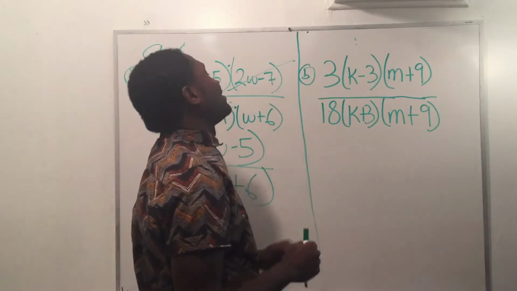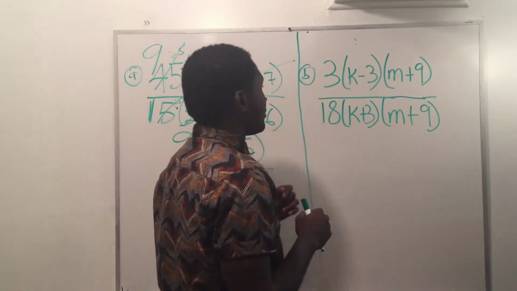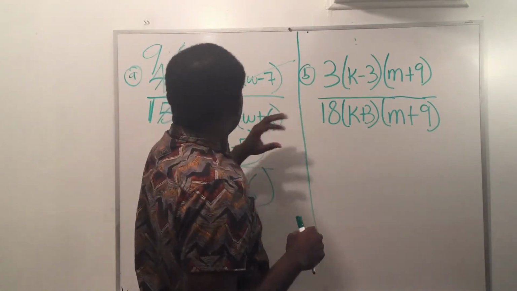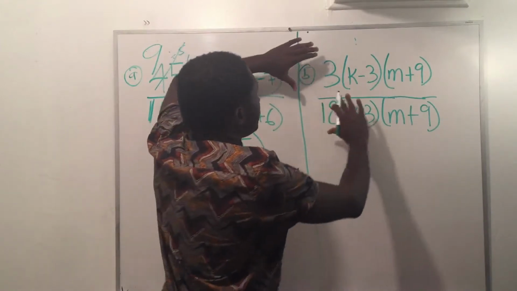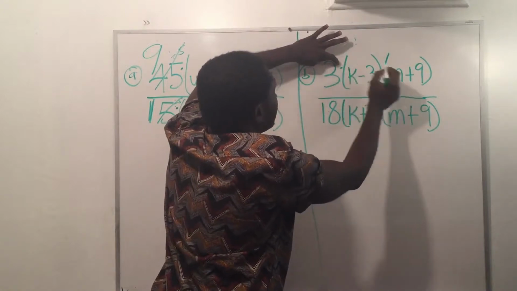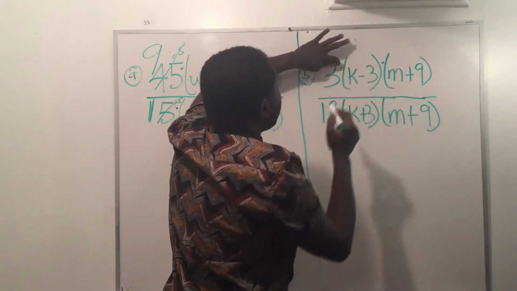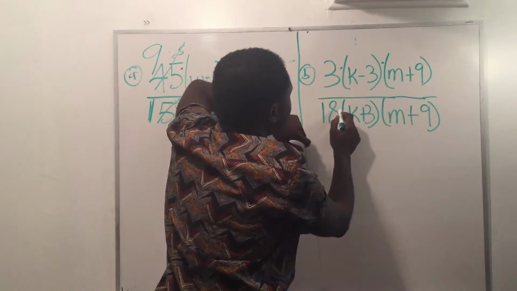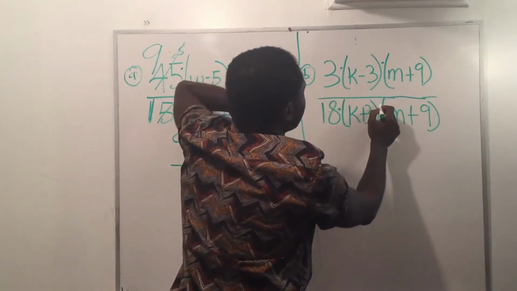Alright, let me see if I really got this. Let me try this one too. So this one, same rule. I see something like that. There's no sign right here, so I know there's a multiplication sign. There's a multiplication sign right here. There's no plus or minus, so it's a multiplication.